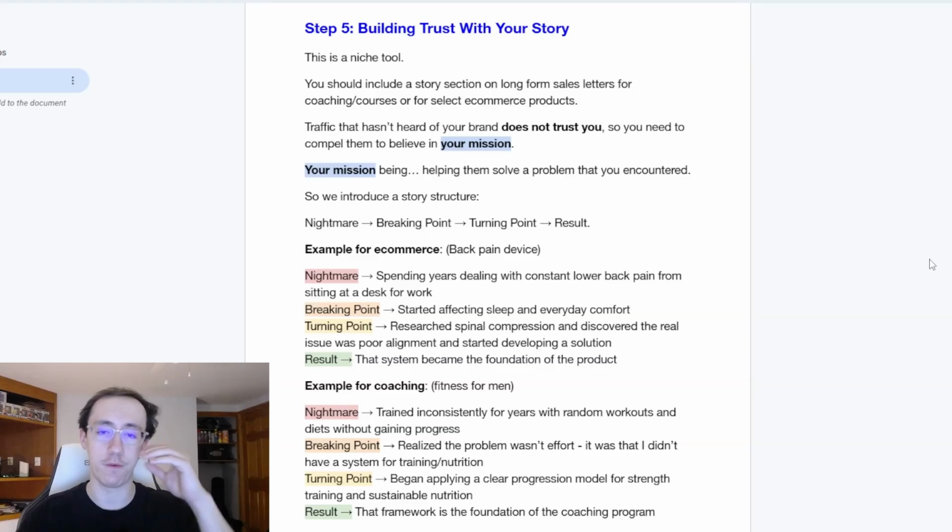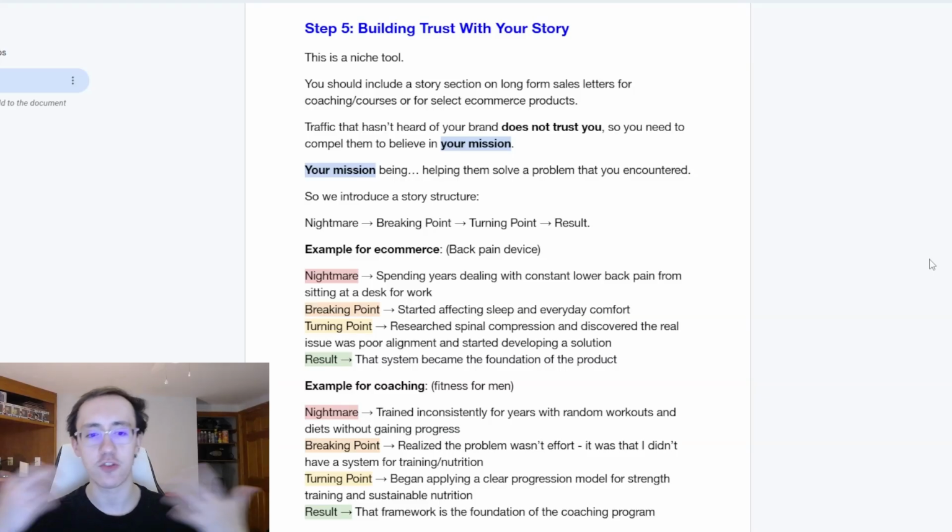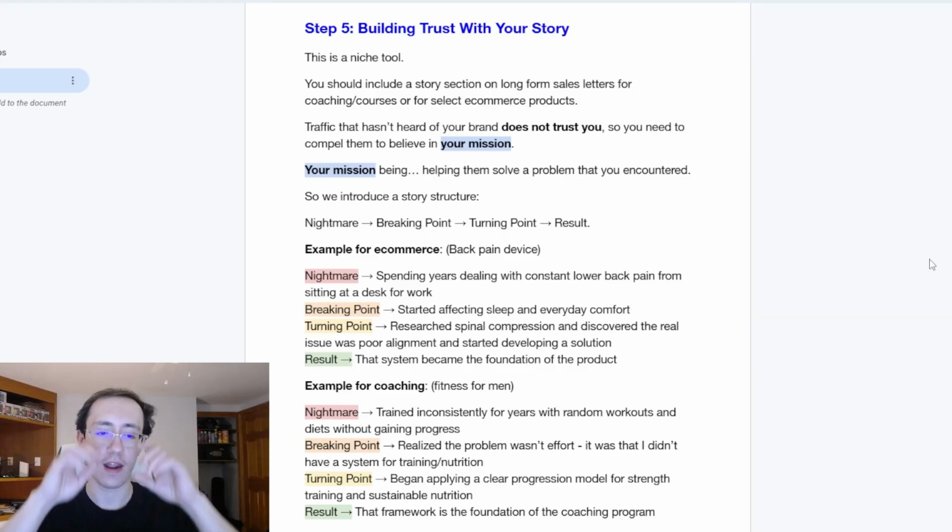Now, an example for coaching, let's say fitness coaching for men, the nightmare could be that I trained inconsistently for years with random workouts and diets and I gained no progress. The breaking point was that I realized it wasn't an effort problem, it was that I didn't have a system for training and nutrition. The turning point was that I began applying a very clear progression model for strength training and sustainable nutrition, and the result is that that framework is the foundation for my coaching program.